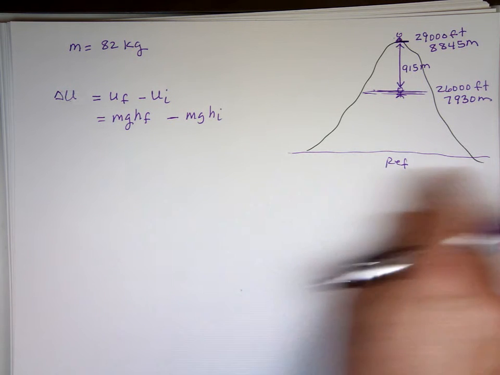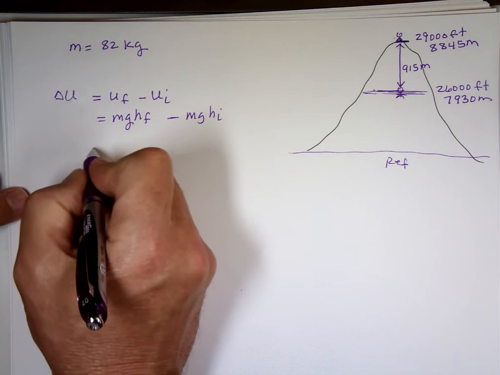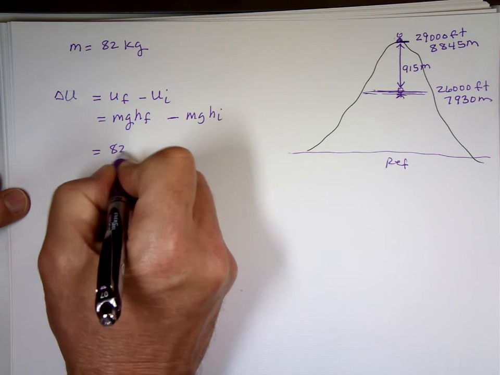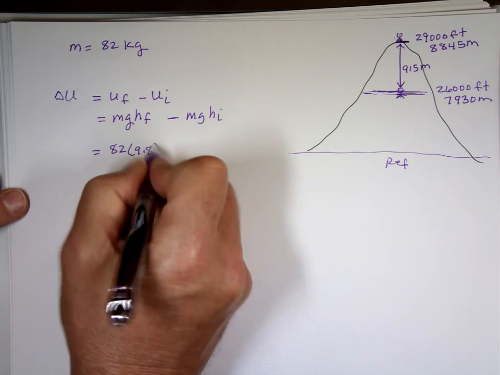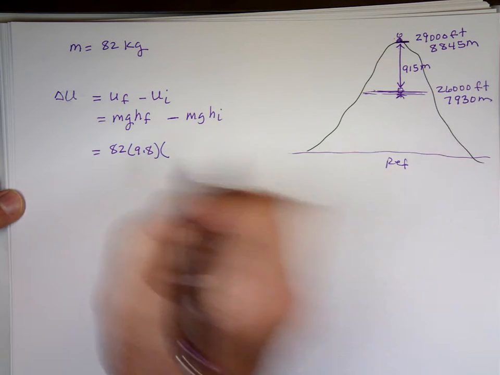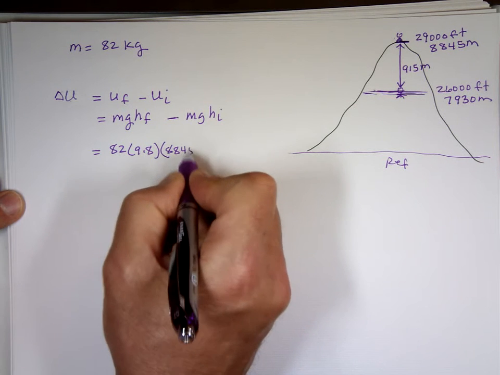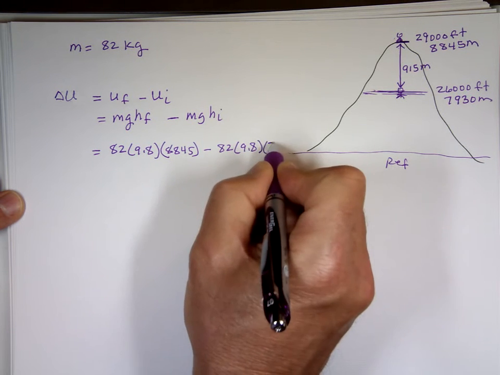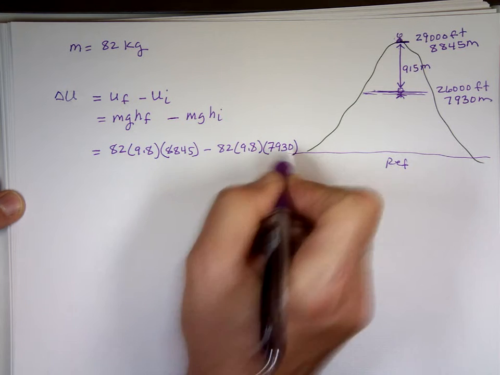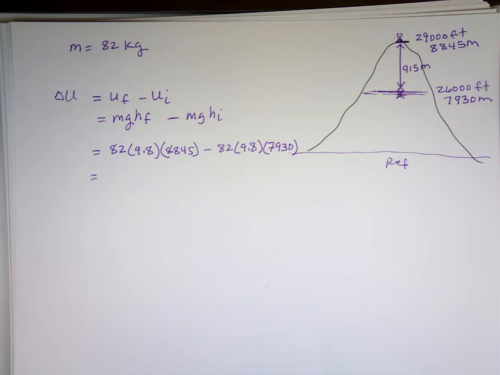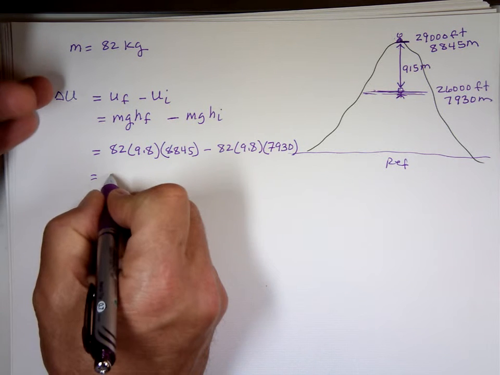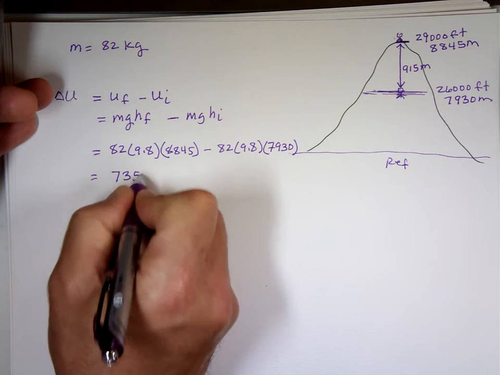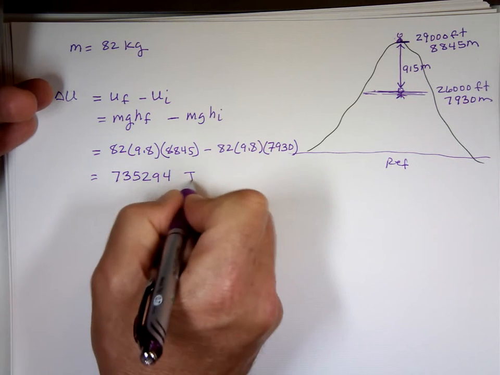If I use sea level as reference, then the mass is 82, gravity is 9.8, and the final height is 8845, minus 82 times 9.8 times the initial height, 7930. I came up with 7.35294 times 10 to the 5 joules. Energy is always in joules.